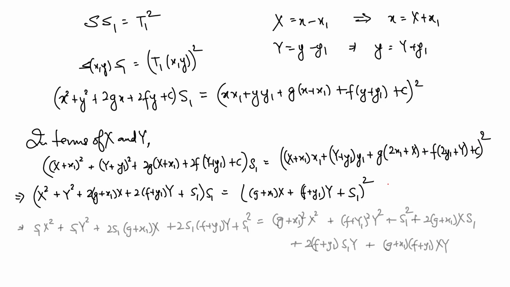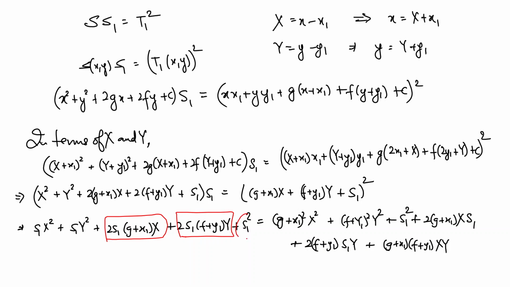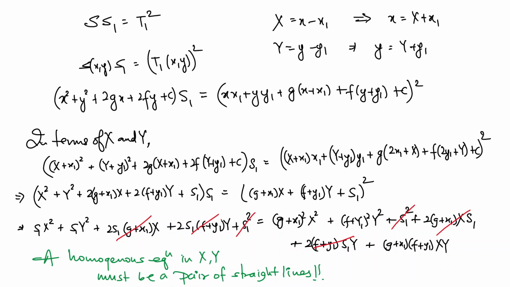Okay, so verified. Now you open it up, and you see that the coefficient of X, the coefficient of Y and the constant term here all become equal on both sides, and then they get cancelled out, and what you get is a homogeneous equation which proves that this is a pair of straight lines, and this is the equation of the pair of tangents which we are looking for.